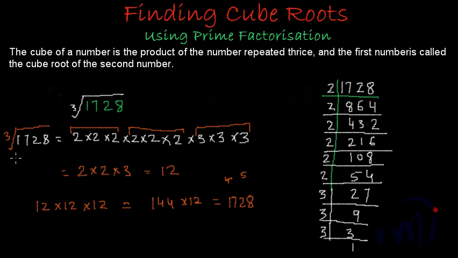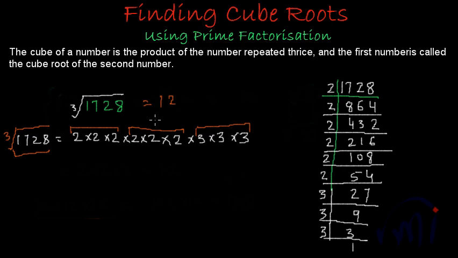So we have got this number. So 12 is the cube root of 1728, right? Otherwise also we have got 12 as the cube root.